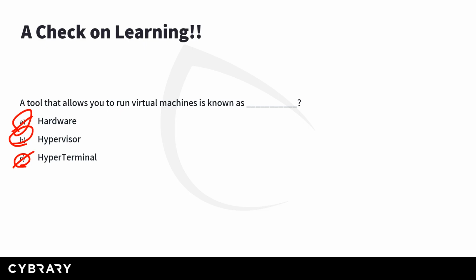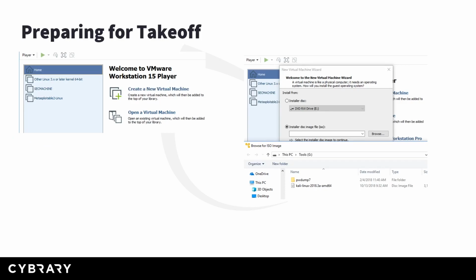So let's go ahead and prepare for takeoff. You should go ahead and install your hypervisor of choice. In this case, you're going to be looking at VMware Player and how we set Kali up from here. So once you get VMware Player installed or your hypervisor of choice, in my instance, I've already got several machines here, but you're going to go ahead and create a new virtual machine using the ISO that you've downloaded.